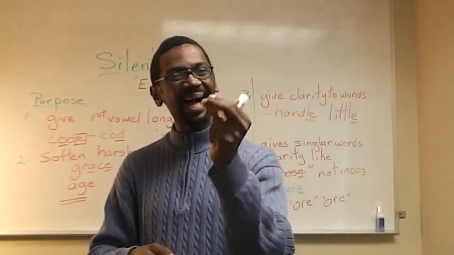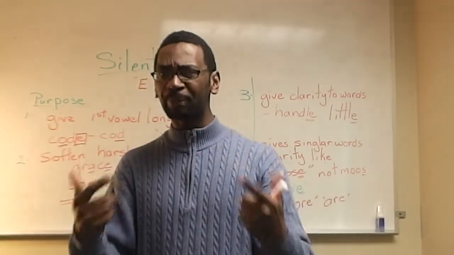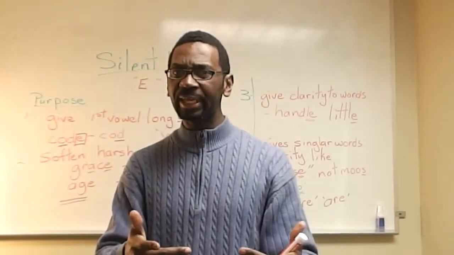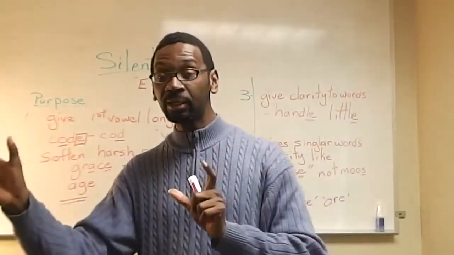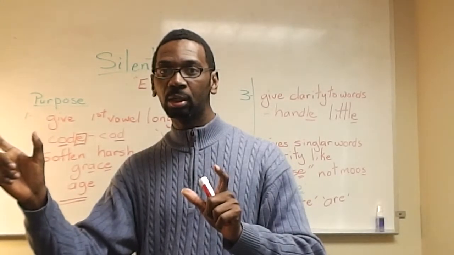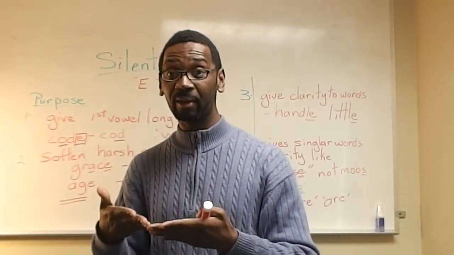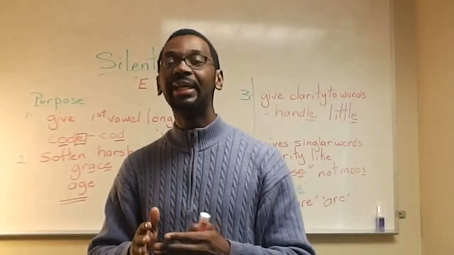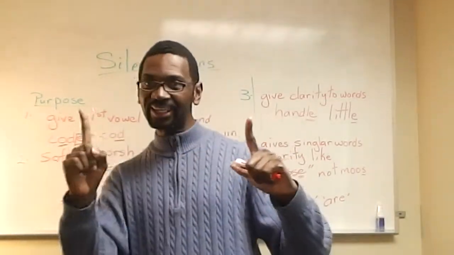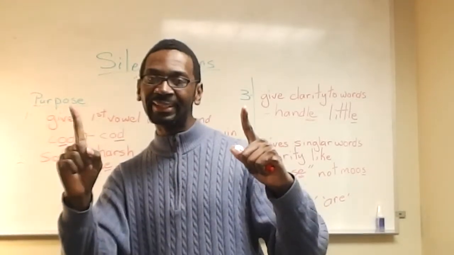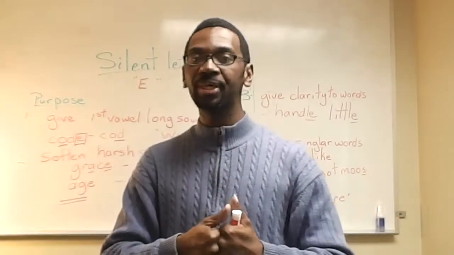Wine. W-I-N-E. Wine. Now, if you were to pronounce it regularly, W-I-N-E, it's going to be pronounced Winnie. But because we have the soft E there, and it's silent, it gives clarity, so that I is long. So we said wine, wind, win. Those are some of the dynamics.